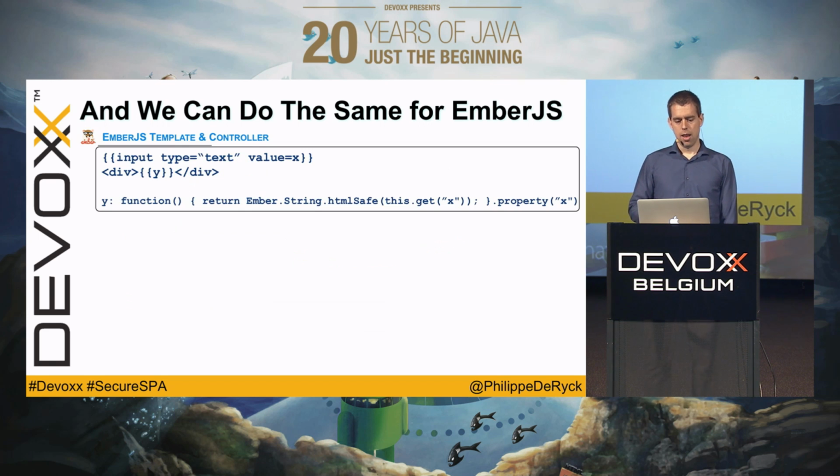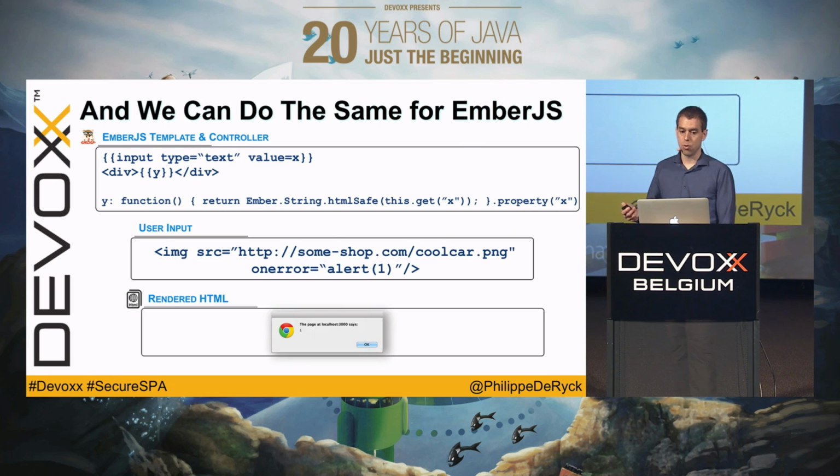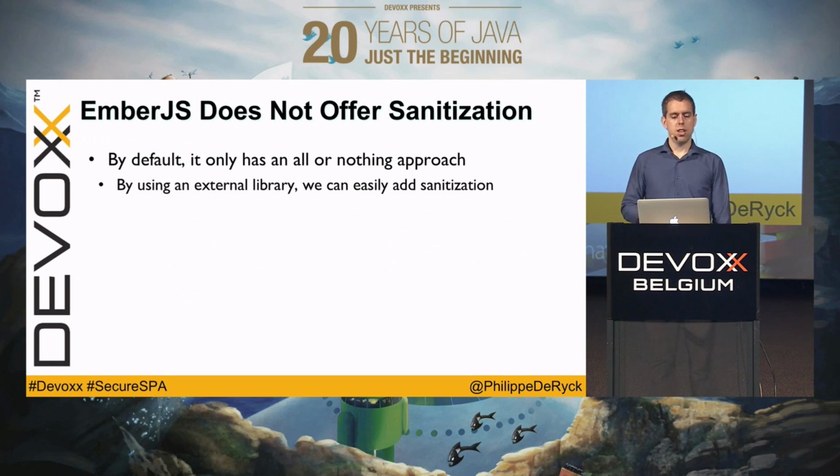Not good. In Ember, you have something similar as in Angular. You have an htmlSafe function, which marks a string as safe, and essentially that also results in a cross-site scripting vulnerability. The problem is that Ember does not offer sanitization by default. It's an all or nothing approach. You either have HTML or you don't have HTML. And there's no in between, like ng-sanitize with Angular, that doesn't exist in Ember. So you'll have to use an external library.